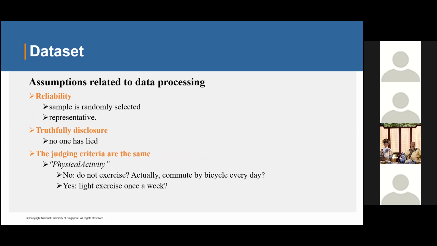What's more, we assume the judging criteria for some variables of the surveyed population are the same. As a counterexample, the options for variable physical activity are only yes or no. There are some people who do not exercise, so they choose no. Actually, they commute by bicycle every day. For others who only did that exercise once a week, which doesn't help, but in the survey they choose yes, which does not really reflect the situation. Both cases can affect the accuracy of the data set. Then Yawen will talk about the data cleaning.